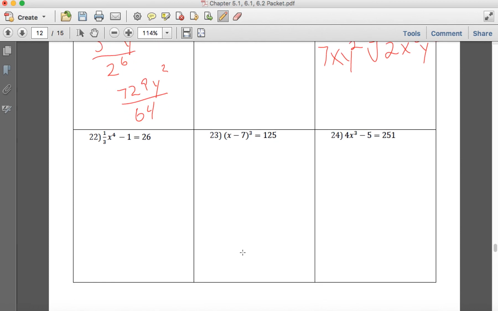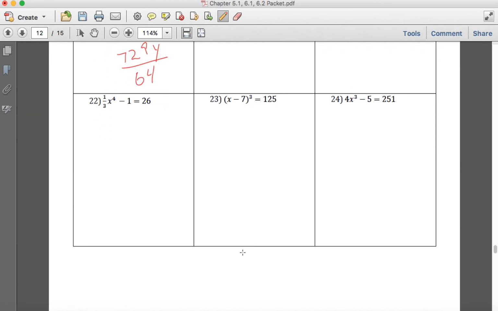Let's try one of these problems here. 23. We're going to take the cube root of both sides. This becomes x minus 7. Cube root of 125 is 5. Add 7 to both sides. X is equal to 12.